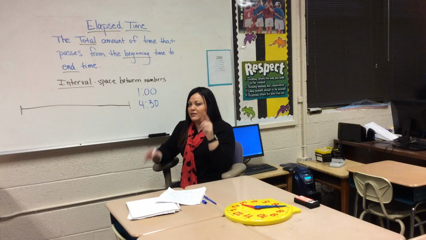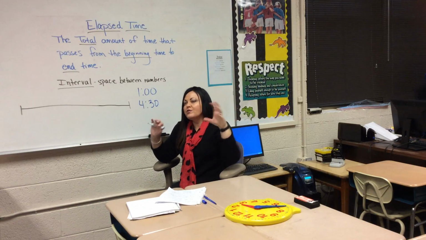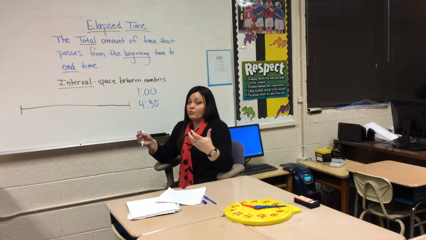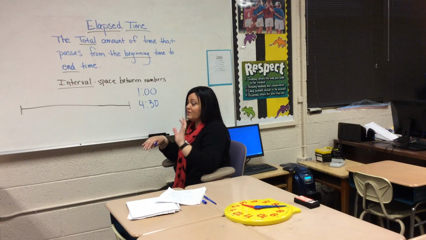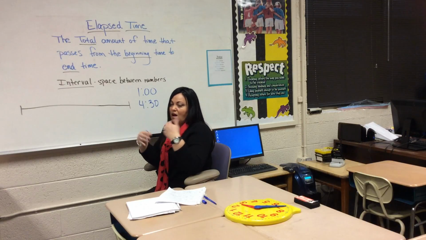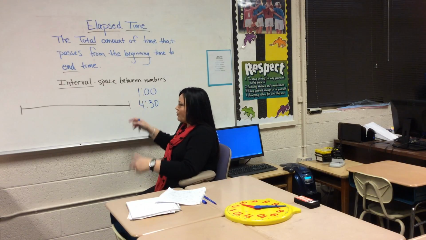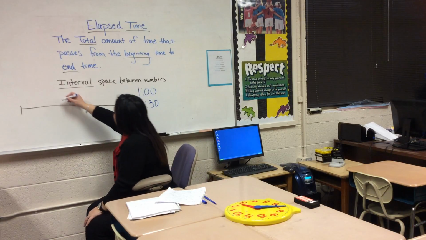Remember that a number line is only a piece or a segment of a larger number line. Numbers go on to infinity and beyond, and that's a real statement with numbers. Infinity, forever, and it can go in both directions, both negative and positive. So we're just going to pull out a piece of a number line to work out elapsed time from 1 o'clock to 4:30. So we could do this different ways.